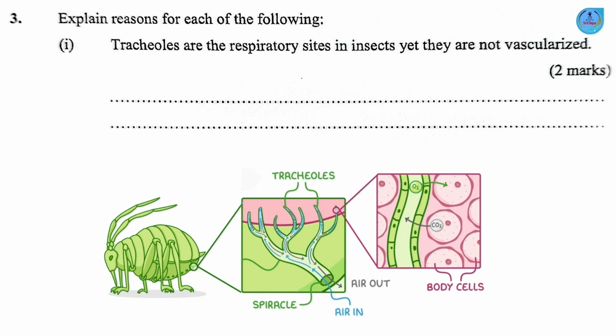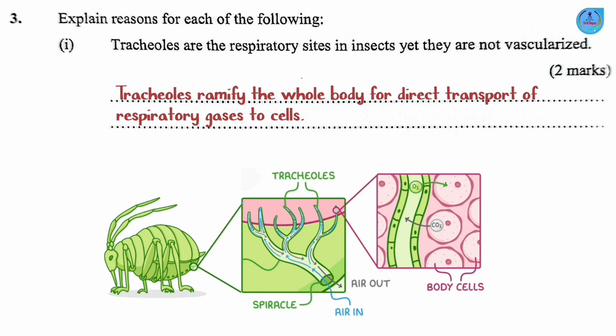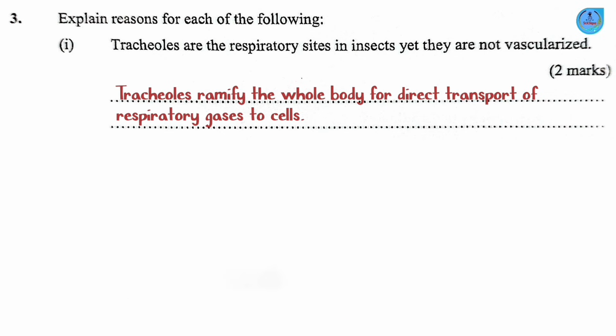So the tracheoles lie in very close contact with all the cells in an insect's body, okay? And the term we actually use for this is ramify. You might have seen it in Kelby. So ramify simply means that tracheoles are found in every part of an insect's body, and therefore every cell is in close contact with a tracheole.